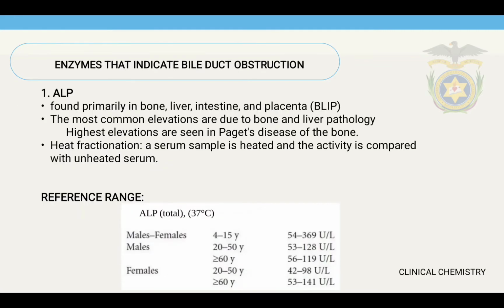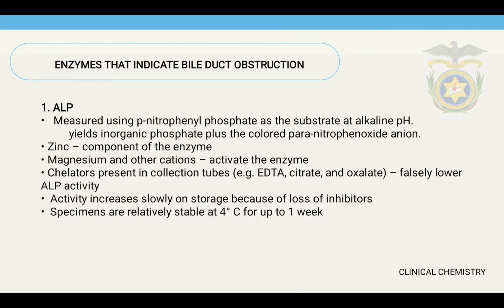Next up is your alkaline phosphatase, or your ALP. It's found primarily in bone, liver, intestine, and the placenta. The most common elevations are due to bone and liver pathology, with the highest elevation seen in Paget's disease of the bone. For heat fractionation, a serum sample is heated and the activity is compared with unheated serum. For the reference range, we have it there at the bottom and it varies with age. We'll discuss more about heat fractionation in the coming slides.